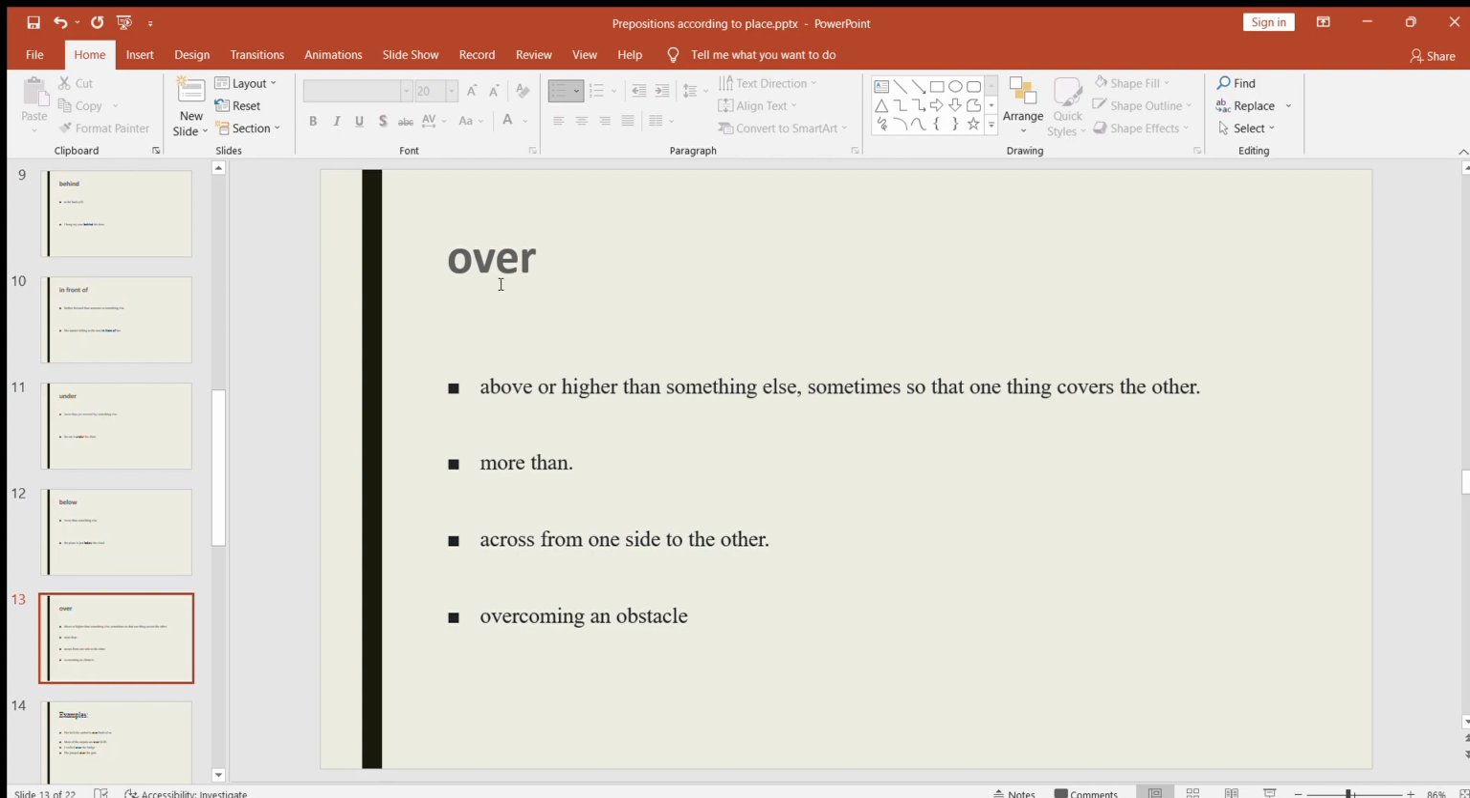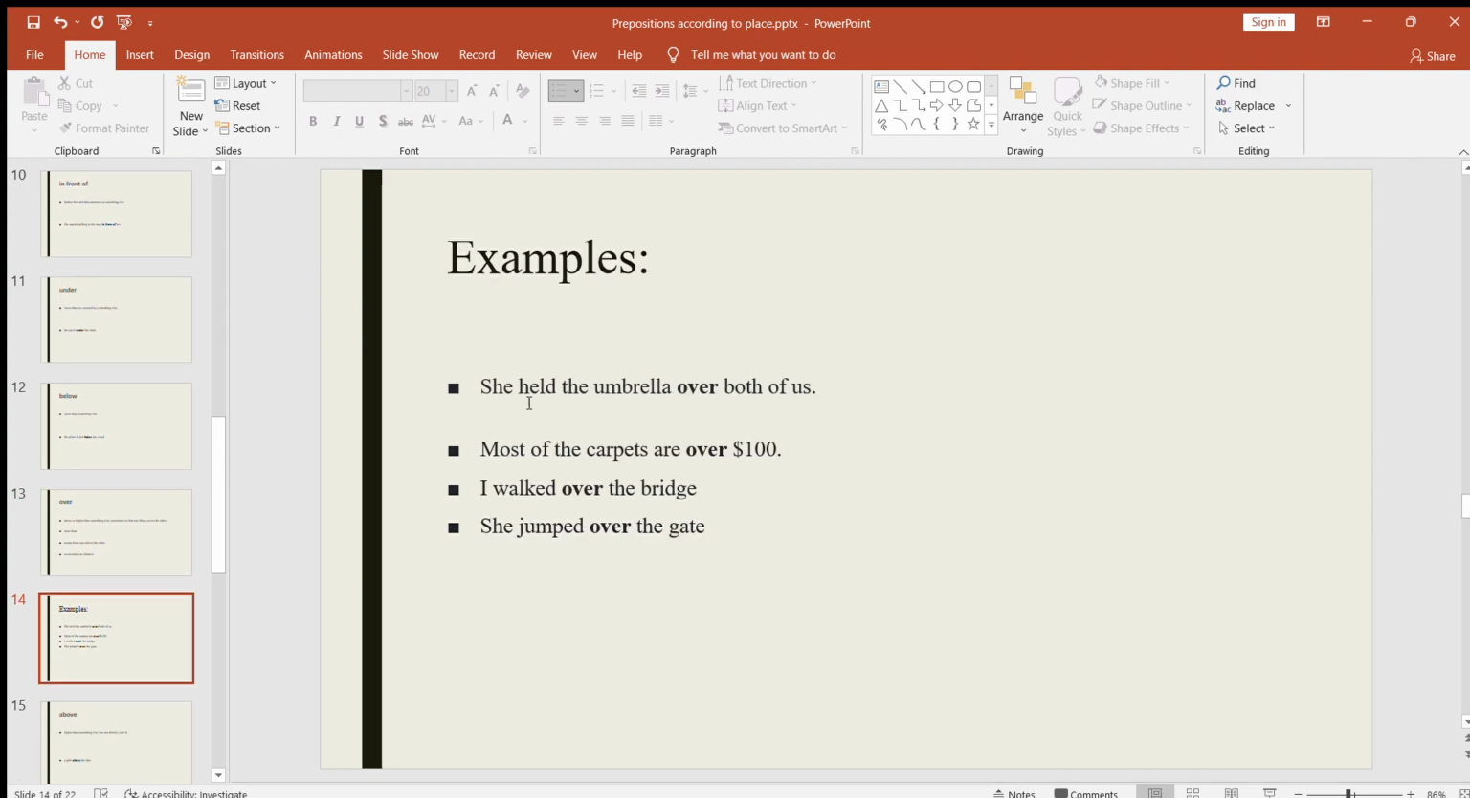Next. Over: above or higher than something else, sometimes so that one thing covers the other. Also, more than, something that we have more than required. Also, across, from one side to the other, and overcoming an obstacle. Here we can see the examples.